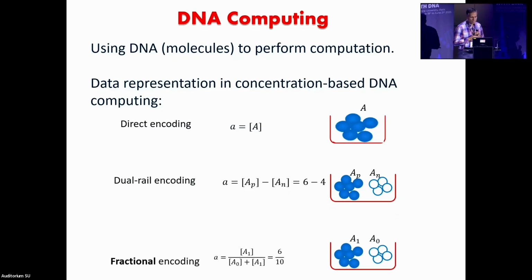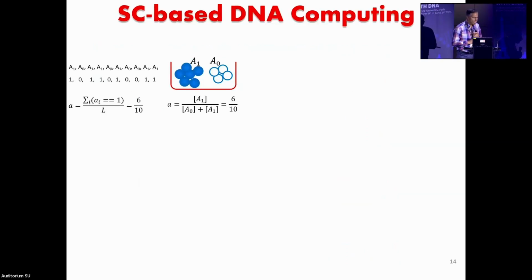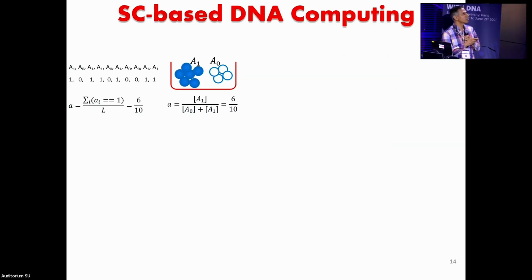And the third one that I introduced here is fractional encoding. Again, here we use a pair of molecular types, let's say A1 and A0, and the value that we want to represent, A here, is the concentration of one of them, A1, divided by the total concentration. What's the benefit of this? Here, if we use fractional encoding, we can make a bridge, a connection between stochastic computing and DNA computing.